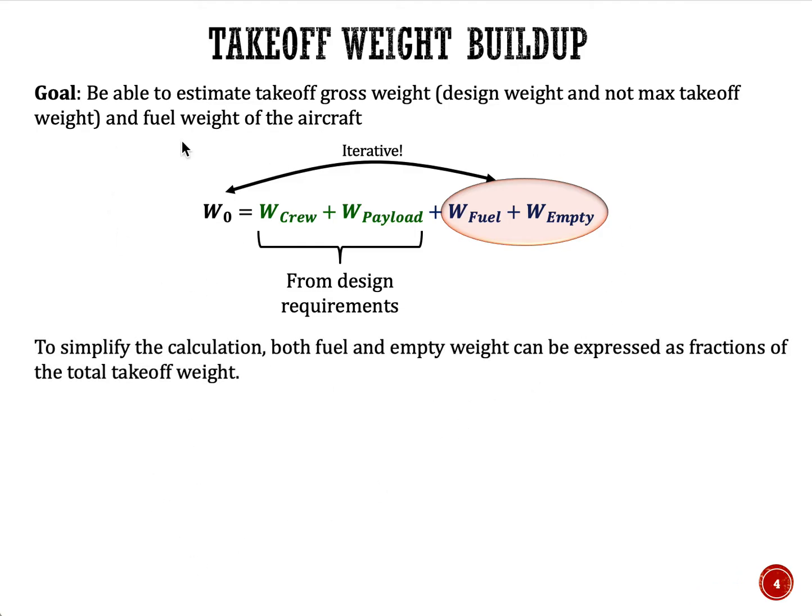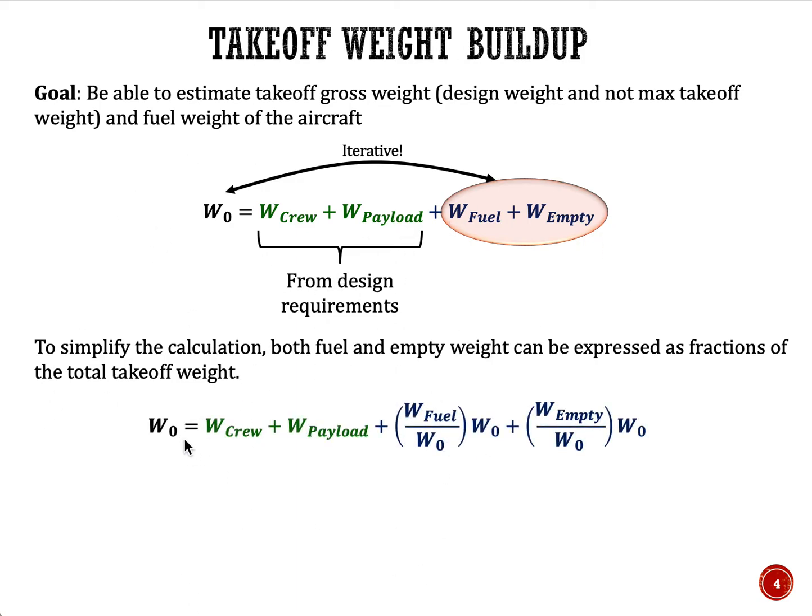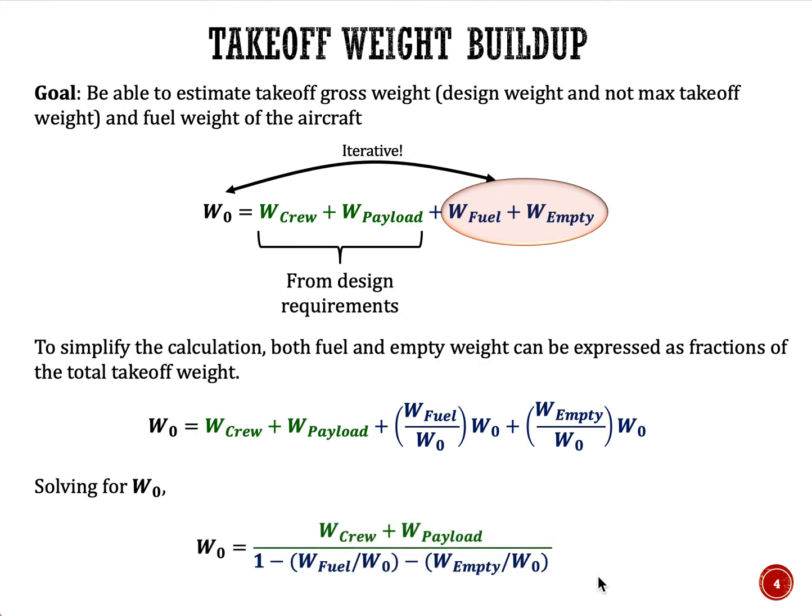But just because the fuel weight and empty weight depend on the W naught, or the gross takeoff weight, it's good to work with ratios. We work with fuel weight fraction and empty weight fractions. Once again, this is one of the reasons why I asked you to find these empty fractions during the historical buildup, because you can have an idea of what those fractions look like for the aircraft type you're designing. All right, so we'll solve for W naught. We'll end up getting this equation.